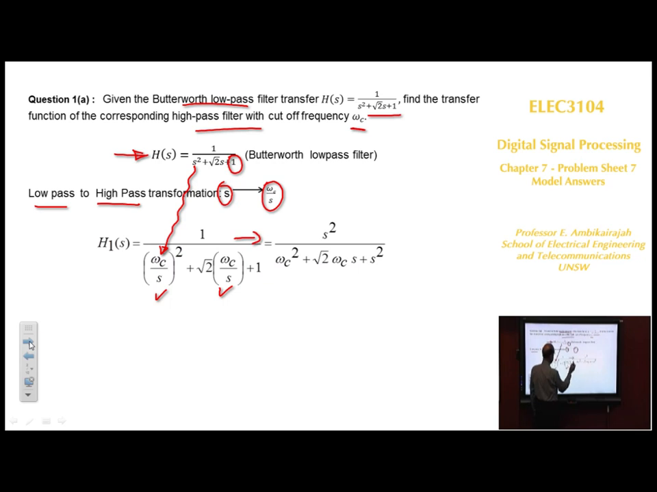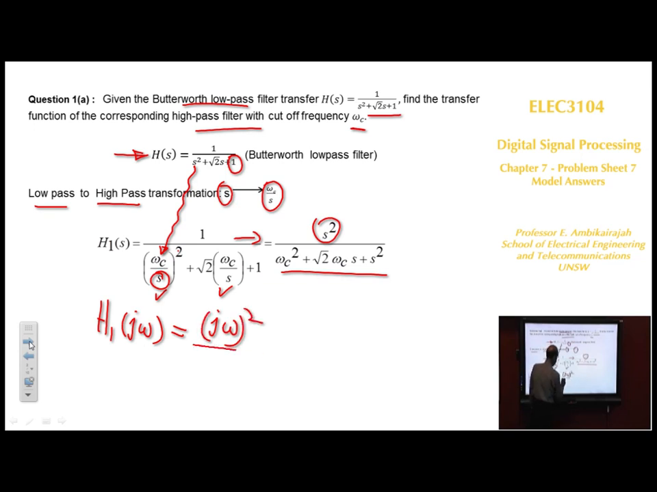When you simplify this, S squared will come on the top, and that's your numerator, with the rest on the denominator. And this makes sure that if you rewrite it as H1 of j omega in the frequency domain, you will find j omega whole squared divided by omega c squared plus root 2 omega c j omega plus j omega whole squared.